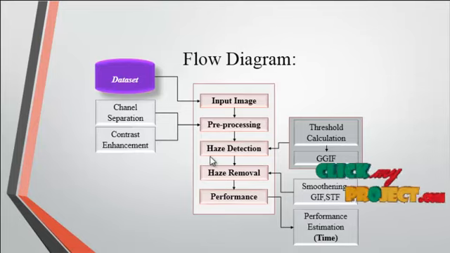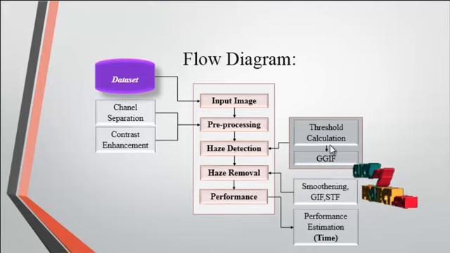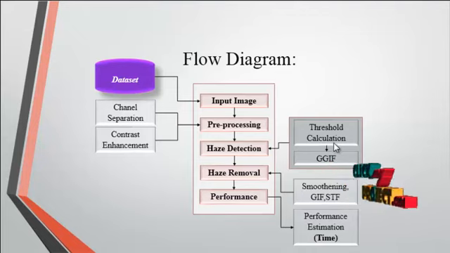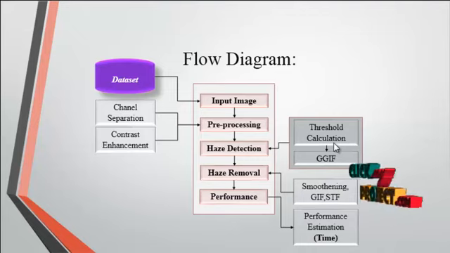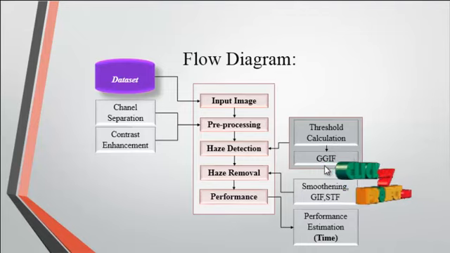After that, the haze detection is carried out. In this haze detection process, two steps will be carried out. The first step will be the threshold calculation, and then the second step will consist of the G-GIF. In this threshold calculation, we just calculate the threshold of the whole image. After calculating the threshold, the region is segmented as per the threshold limit. After that, the G-GIF is applied for the smoothing purpose.